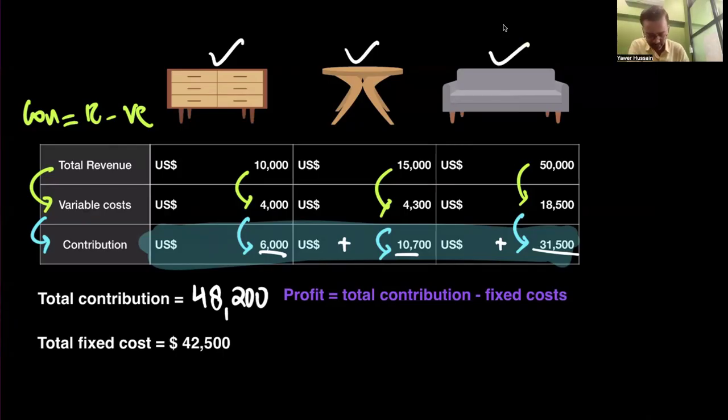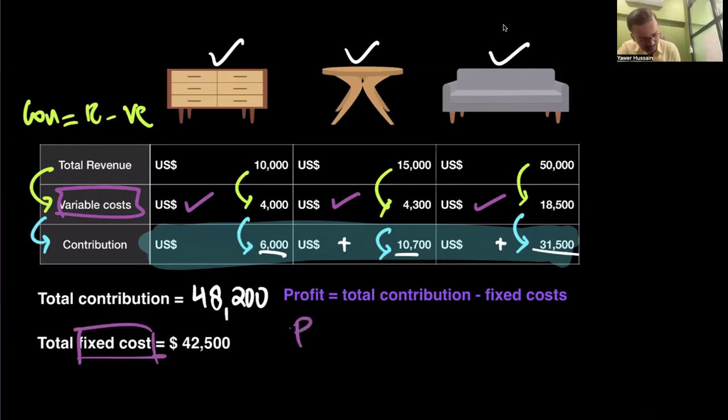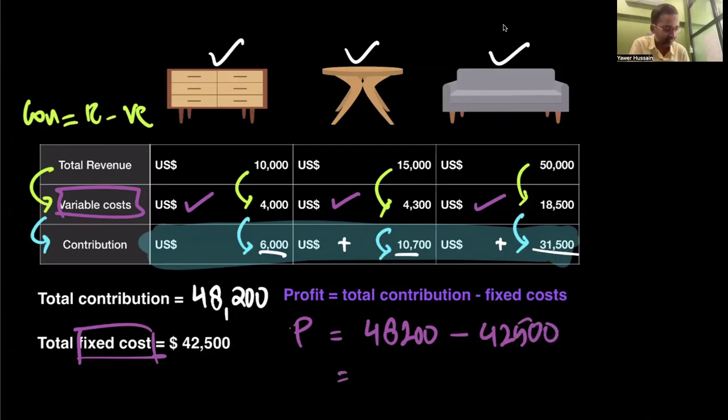Once I know that I've already deducted my variable cost, look, this variable cost I've already paid here, I've paid it here, I've paid it here. So the only way to know if I'm going to make a profit or not is now to deduct my fixed cost. So in terms of my profit, this becomes my contribution of 48,200 minus 42,500. Once I've paid my fixed costs as well, I am left with a profit of 5,700.